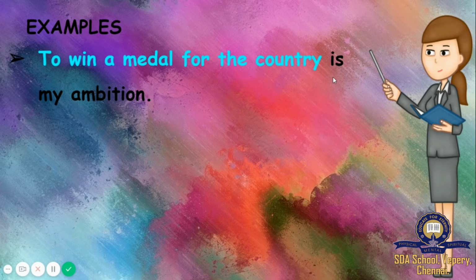So to identify the subject of a sentence, we have to put what before the verb. What is the verb here? Is. So if we ask what is my ambition, our answer would be to win a medal for the country. So in this, to win a medal for the country is acting as the subject, and it is also doing the work of a noun. So we have a noun phrase acting as the subject.